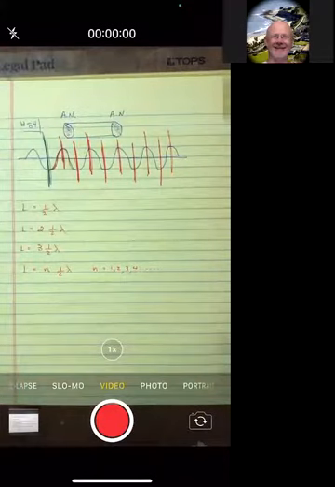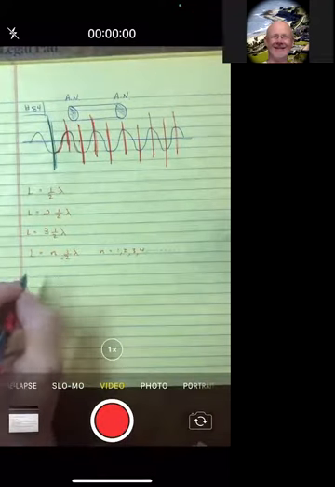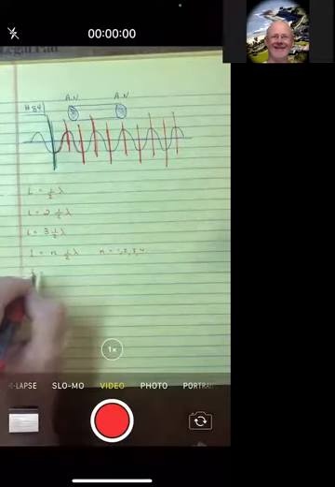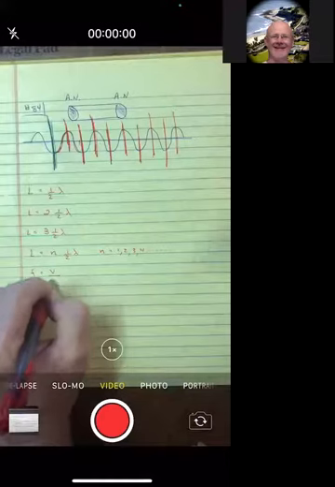Okay, thank you so much. Now, they do say something very important. They also use the word fundamental. Keep that in mind. That means the lowest frequency. Now, here's why that's important. Let's talk about the frequency. The frequency is velocity divided by wavelength.